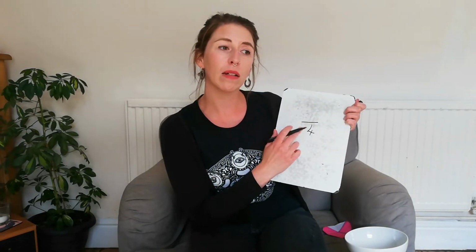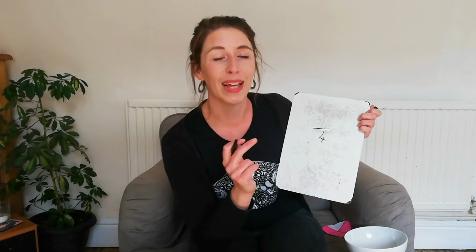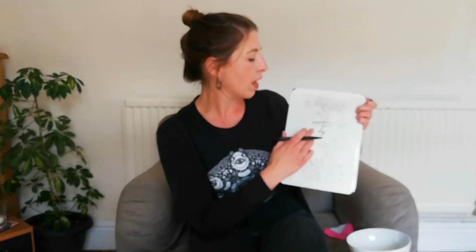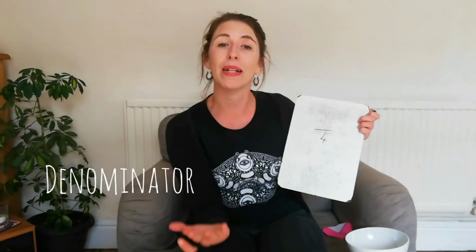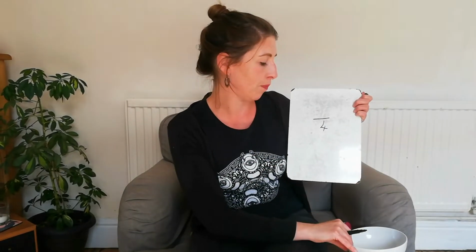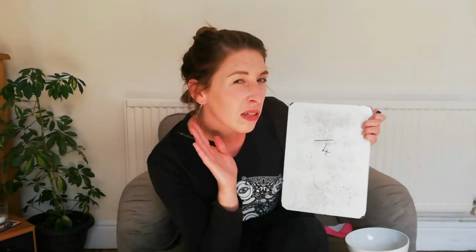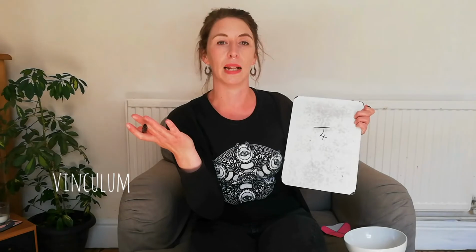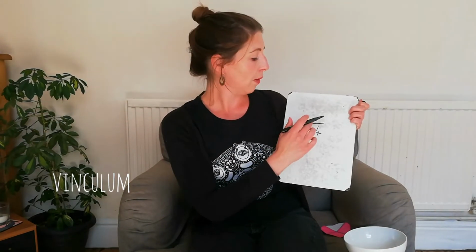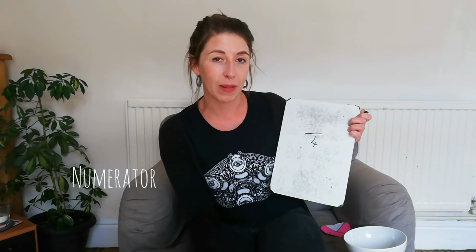This is called the, remember guys? Shout it out to me. That's right, the denominator. This is the denominator, which is how many parts we have in our whole. I've got 4 parts in my whole. This line is called the, shout it out to me. That's right, vinculum. Now, we've got our denominator, our vinculum. What goes on top? Well, our numerator. And our numerator shows how many parts have been selected.